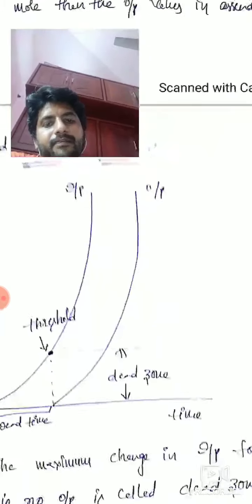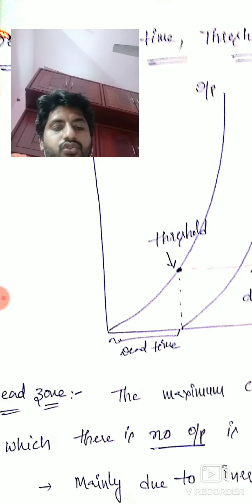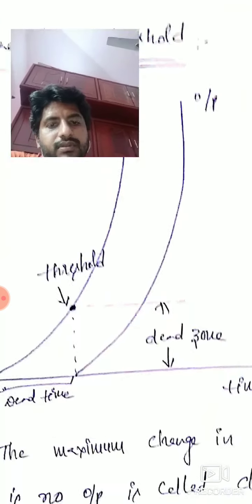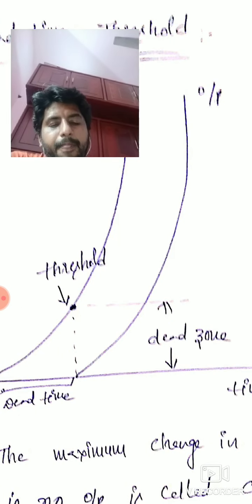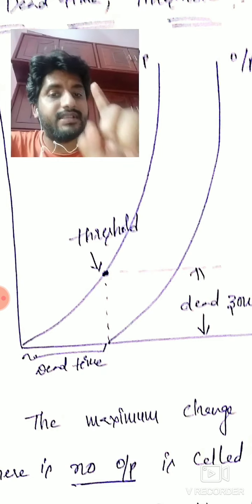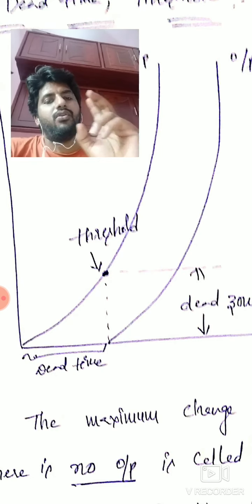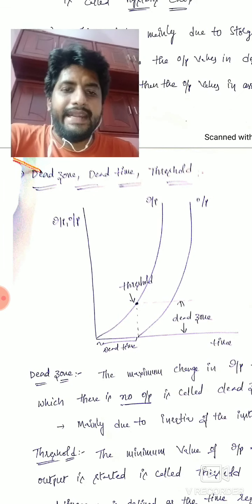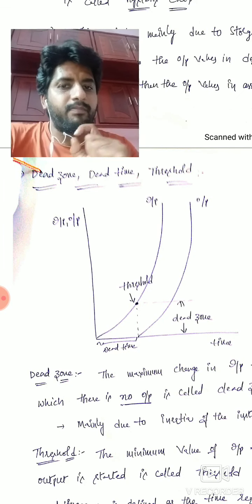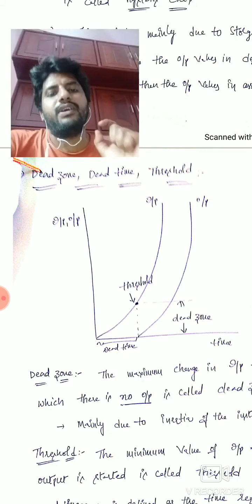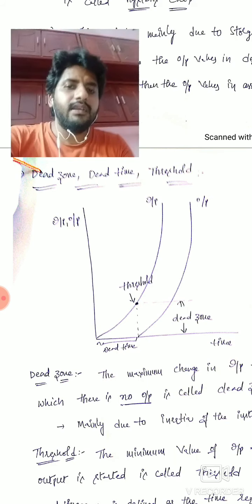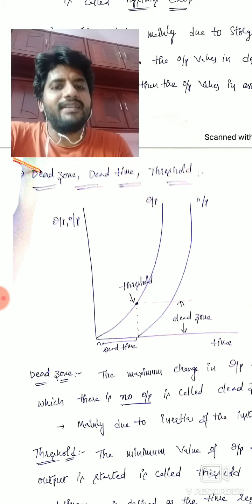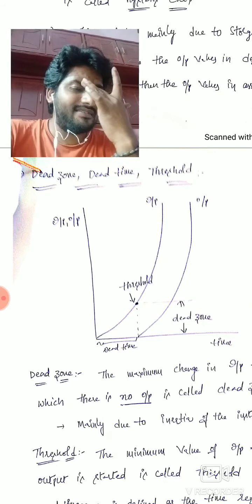See here, dead zone, this is a zone, this is input. Threshold, this is an input. So my dead time is the only time, remaining all are input values. This is a get question. So dead zone, threshold, both are input values. Dead time is a time value, right? So it's not required once again, right? So definitely you should understand.